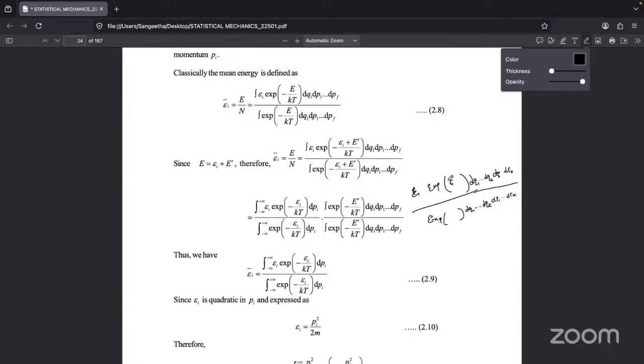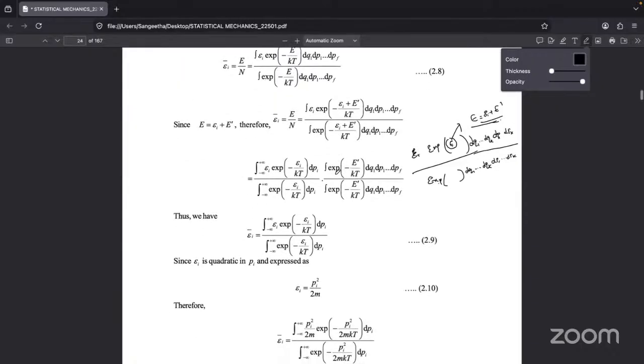Again I am replacing this numerator E. E is replaced with epsilon plus E dash. Again I am rewriting the equation. After rewriting, epsilon is as it is, and in the exponential, in place of E I am substituting epsilon plus E dash. Next, I am making two separate exponentials: the exponential of the first term and the exponential of the second term.